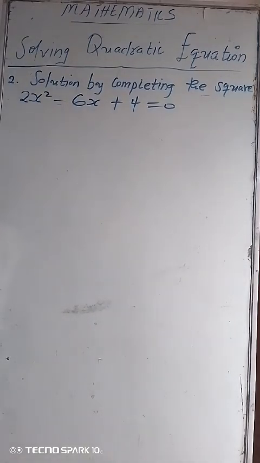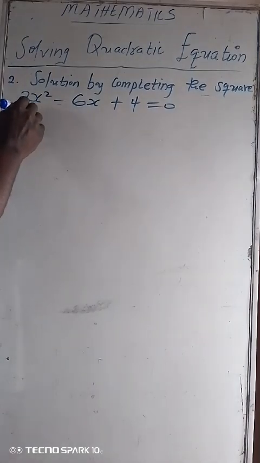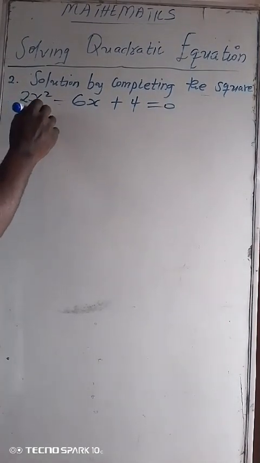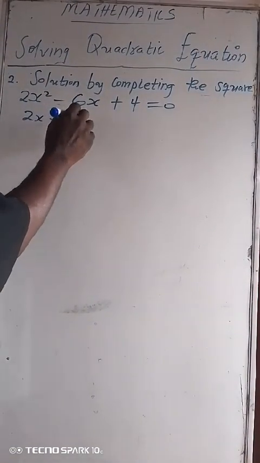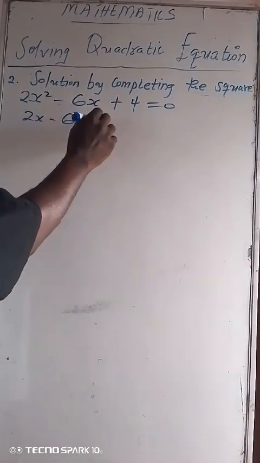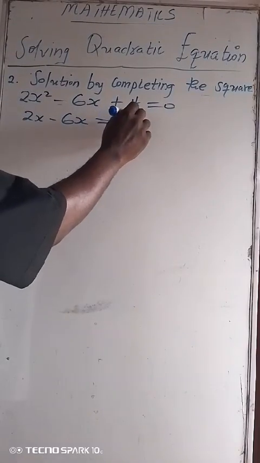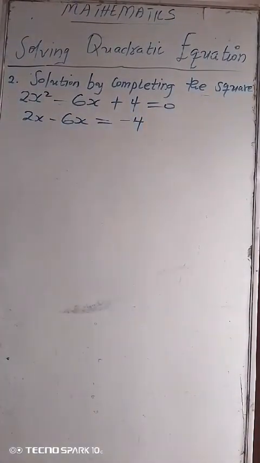So first we try to find the inverse of the constant, which is 4. So that one will be negative 4. So we have 2x squared minus 6x is equal to negative 4.